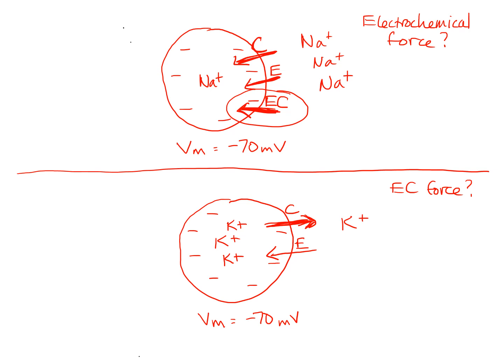Okay, so we don't know which direction our electrochemical driving force is going to go, because it depends on the relative strength of the chemical and electrical driving force, which one is stronger, which one wins. That's going to tell you which direction the electrochemical driving force is going to go. So we need some more information. We need to know the equilibrium potential for potassium to figure that out, and we can calculate that with the Nernst equation. And so we'll talk about that in the next lecture.